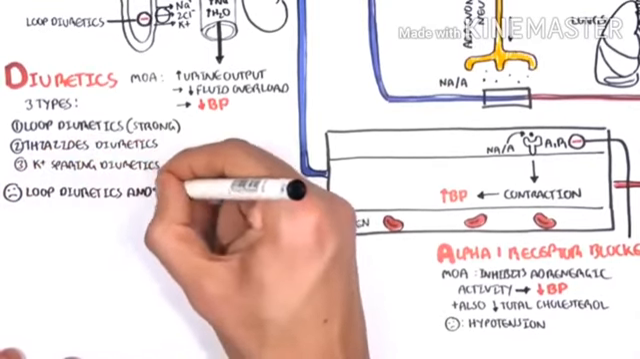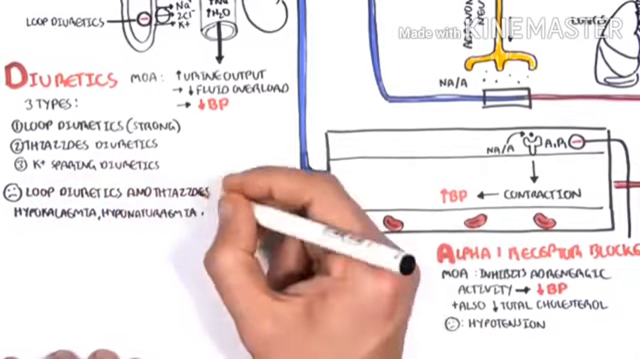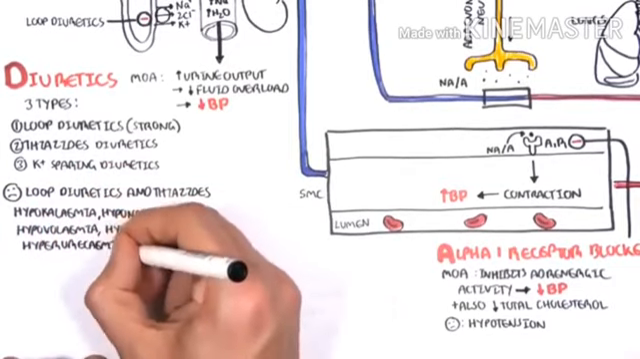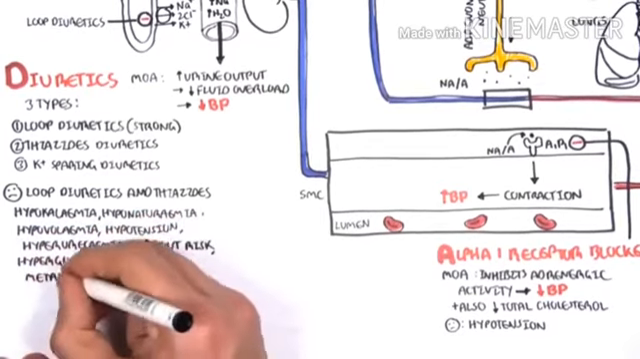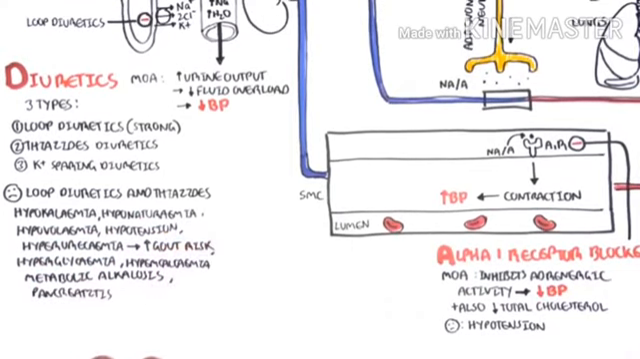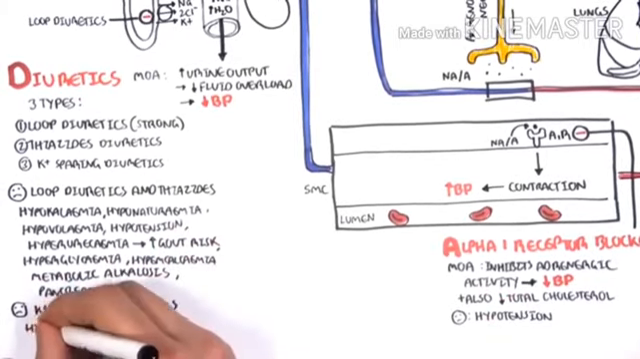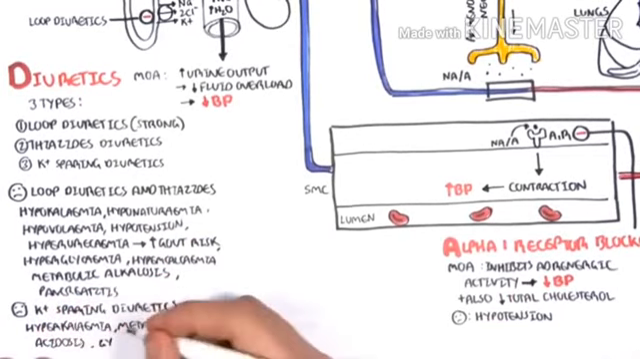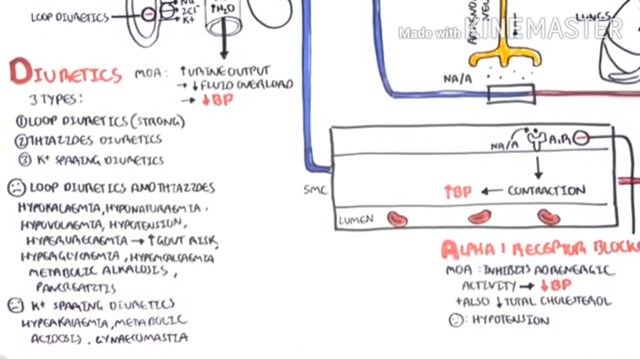Side effects of the loop diuretics and the thiazide diuretics include hypokalemia, hyponatremia, hypovolemia, and hypotension. And lastly, it causes hyperuricemia, that increases the risk of gout. Hyperglycemia, metabolic alkalosis, and pancreatitis are also some side effects. Potassium sparing diuretics produce side effects like increased levels of potassium ion, that is hyperkalemia, metabolic acidosis, and gynecomastia, that is enlargement of breast in males.